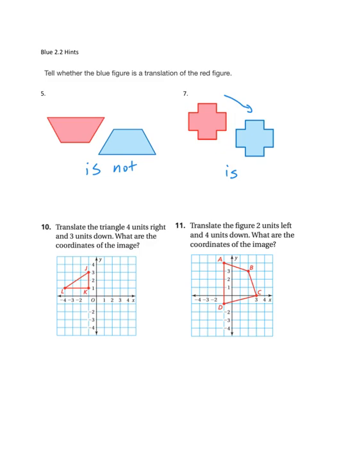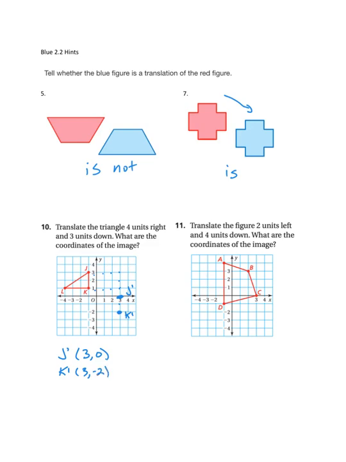All right, on this next problem, we're going to translate the triangle 4 units to the right and 3 units down. So I'm going to take J and move it over 1, 2, 3, 4 units to the right and 1, 2, 3 down. So this is going to be J prime right here, which is at 3, 0. Then I'm going to do the same thing with K. I'm going to move it 1, 2, 3, 4 places to the right and 1, 2, 3 down. So I have K prime right here at 3, negative 2.